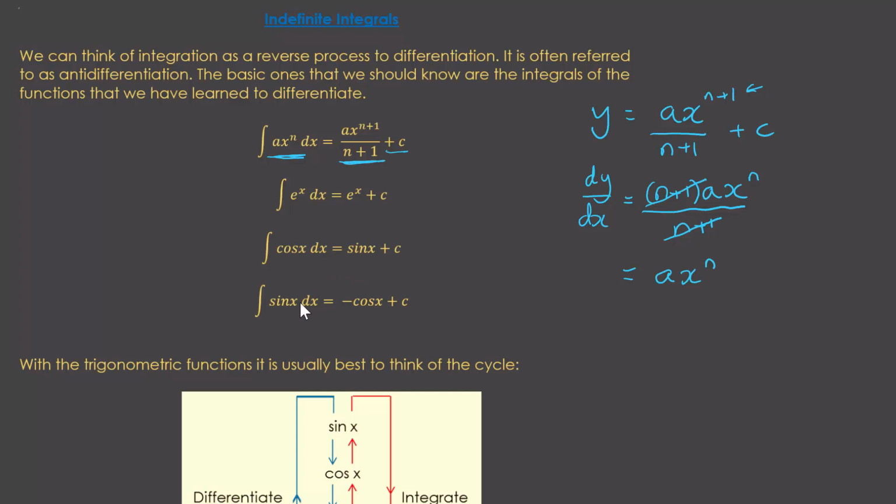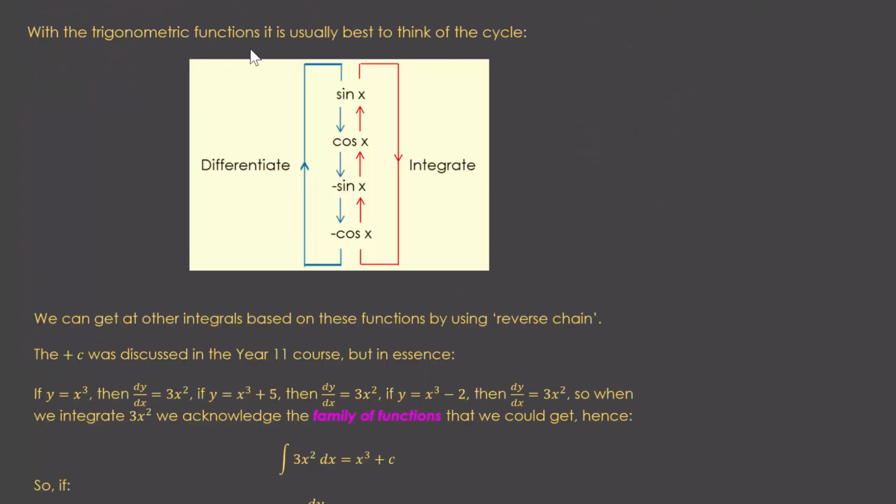We know if we differentiate sine, we get cos. Therefore, if we integrate cos, we get sine. We know that if we differentiate cos, we get negative sine. Therefore, if we integrate sine, we get negative cos. With the trigonometric functions, it's usually best to think of the cycle shown here. Sin x, cos x, negative sin x, negative cos x. If we're going this way round, we're differentiating. If we go the opposite way, we're integrating. You really should learn this cycle.